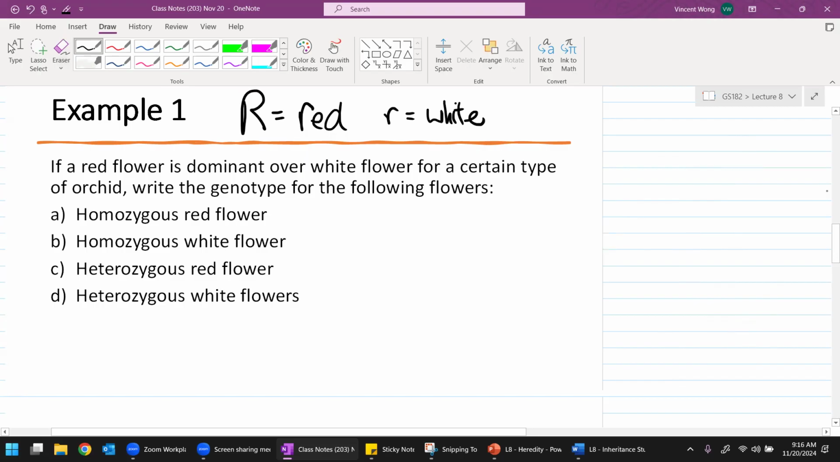Now, homozygous red flower. What is homozygous red flower? What would the genotype be? What does homozygous mean? Same or different? So what is homozygous red flower? Sorry, big R and big R, right? Okay. Okay, just quickly do the other three.